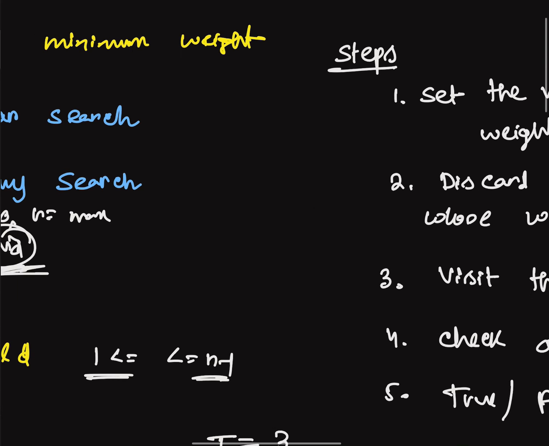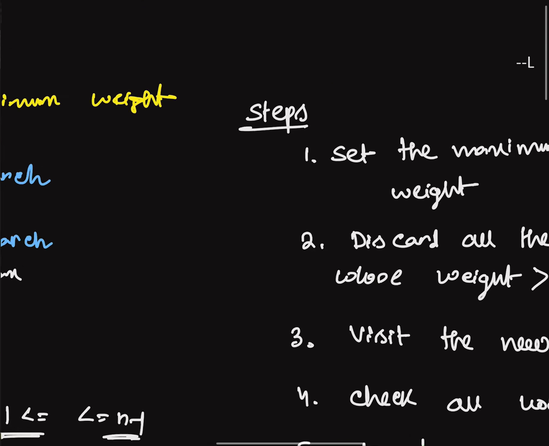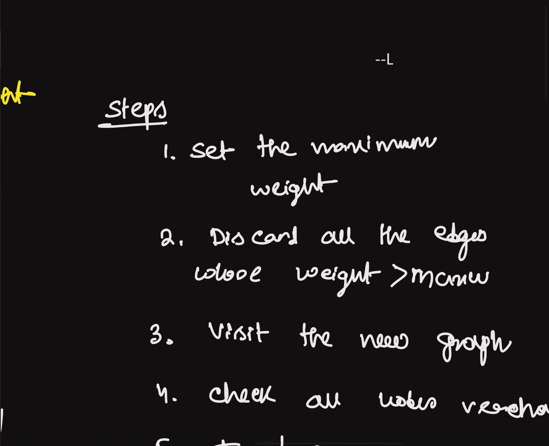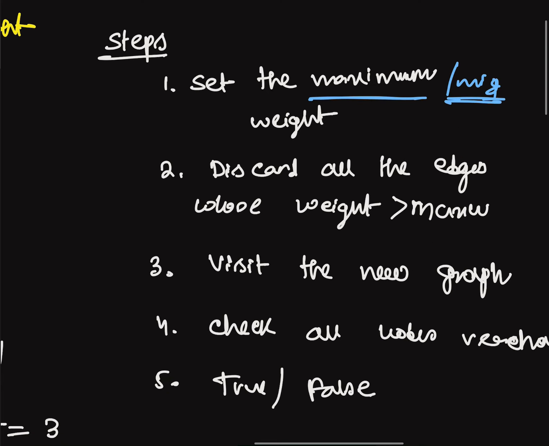Now let's go to the threshold. What are the steps? The first step is to set the current maximum weight. If it's from linear search, I will pass the current weight to the helper function, and from binary search, I will pass mid as the value. Mid will represent the current maximum value that is allowed. Okay, so I will set this.